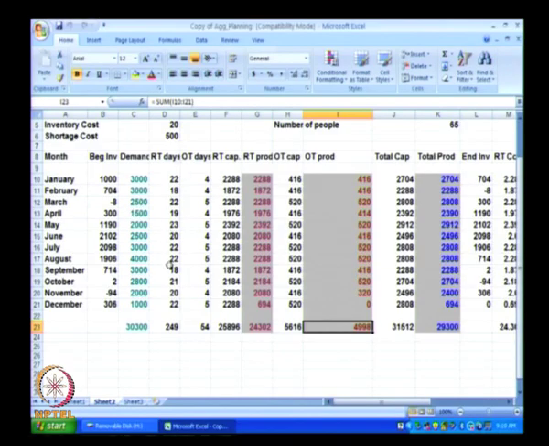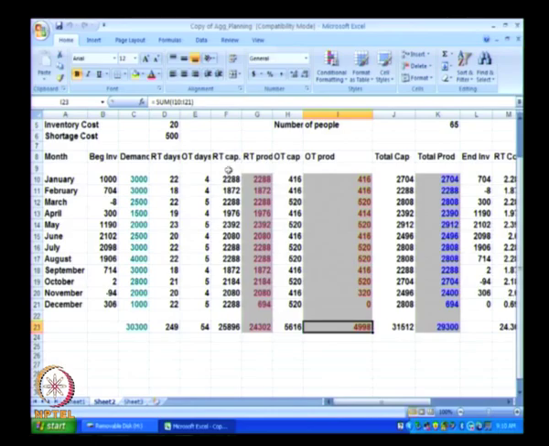We also said that there are some regular time days of production available, which are 22, 18, 22 and so on in the 12 months. We also said that the overtime days available are known, which are 4, 4, 5 and so on. Once we know the regular time days, we multiplied it by a constant, and if there are 22 days, a total of 2288 units of regular time capacity is known.